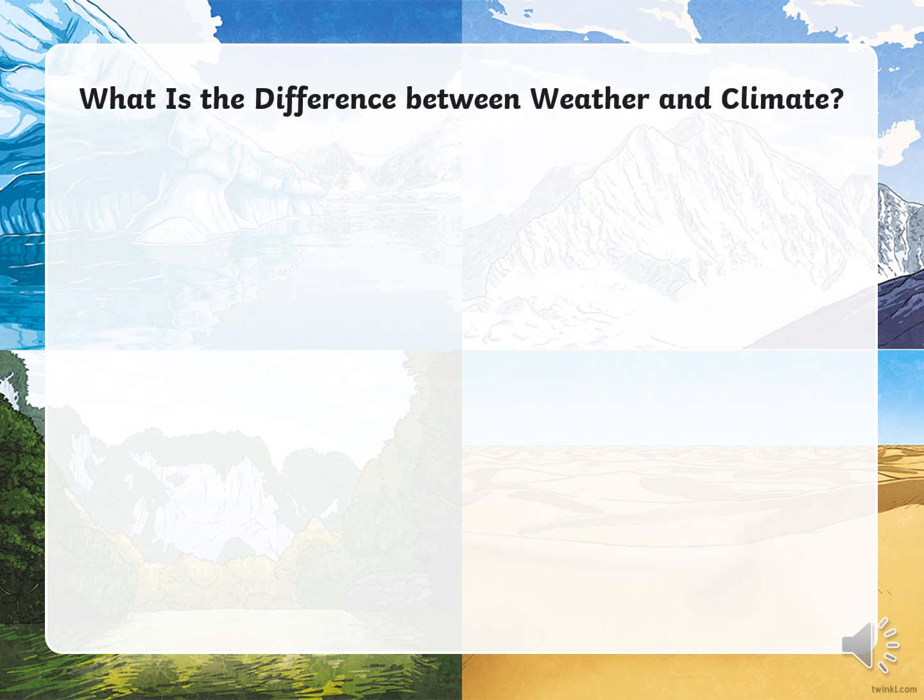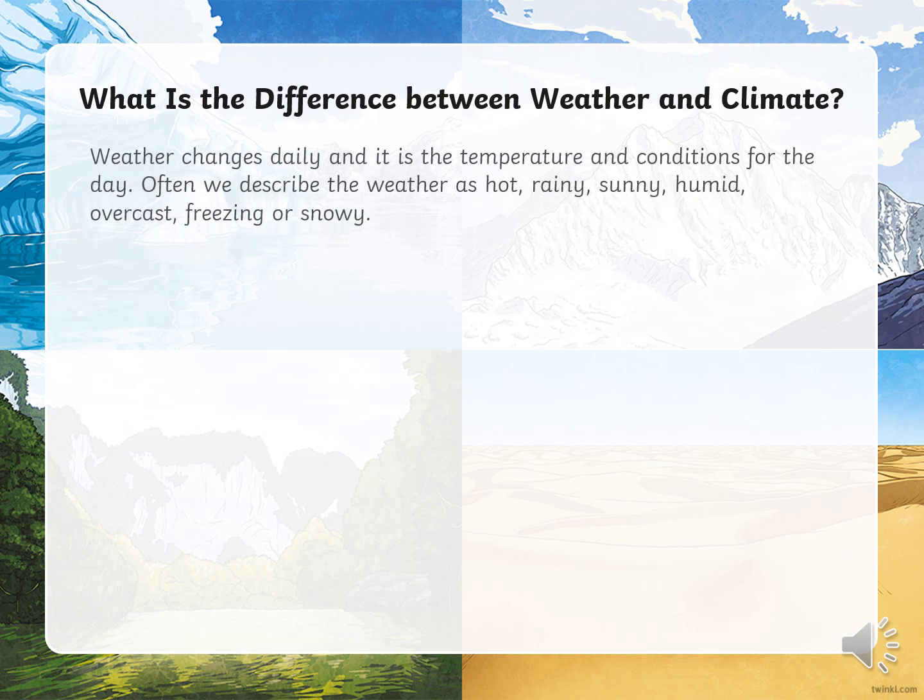So we spoke about weather and climate last geography lesson briefly, and I wonder if you can remember the difference. Well, weather is something that changes daily, and it's the temperature and conditions for the day. Now, it can often be very, very different. For example, it can be hot, rainy, sunny, humid, overcast, freezing, or even snowy. And sometimes in the UK, we can get all that weather in one day, it seems.